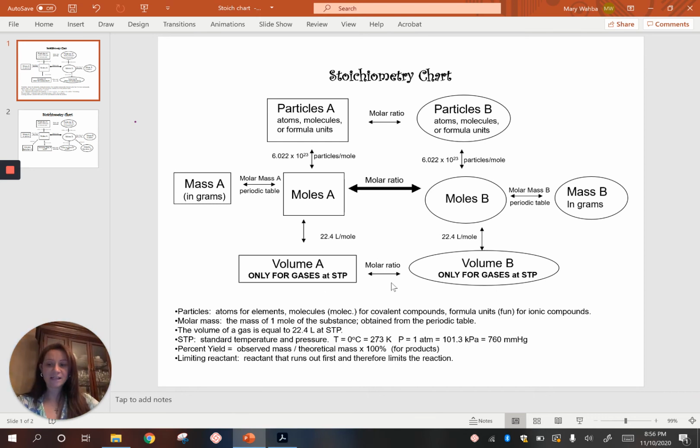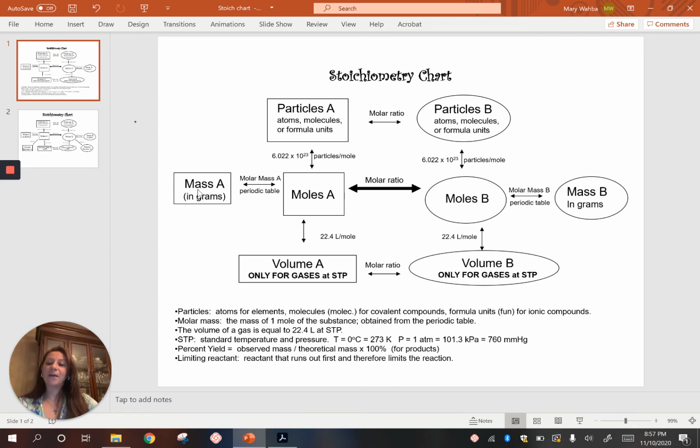Same thing with volume if it's a gas at STP. So if you're given volume of one of them and you're looking for volume of the other one, you can go the long way, the 3-step way, or you can go directly, again, using the molar ratio, which you get from your equation. And the reason you can go directly is because this step will cancel with this step, because one time you're multiplying by 22.4 liters, the other time you're dividing by the 22.4 liters. And so this step with this step cancel, and you only have this step that is left. And so you can use the molar ratio from the equation using liters and liters.